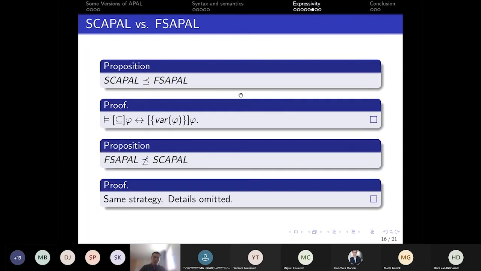And now, due to the limited time, we only give a brief introduction of other results. We can also show that FS-APAL is at least as expressive as SS-APAL. This is because we can just list the atoms occurring in phi. On the other hand, SC-APAL is not at least as expressive as FS-APAL. This means FS-APAL is strictly more expressive than SC-APAL.